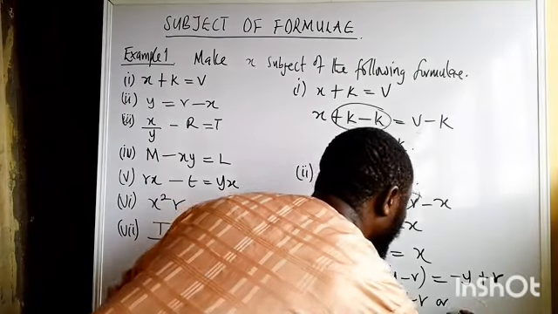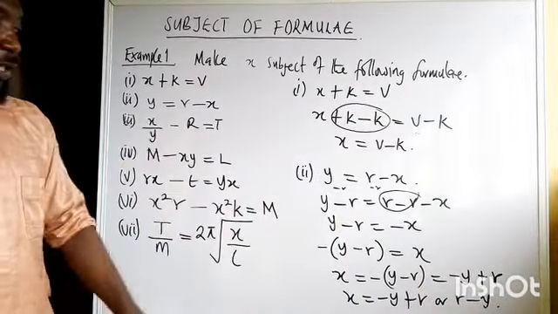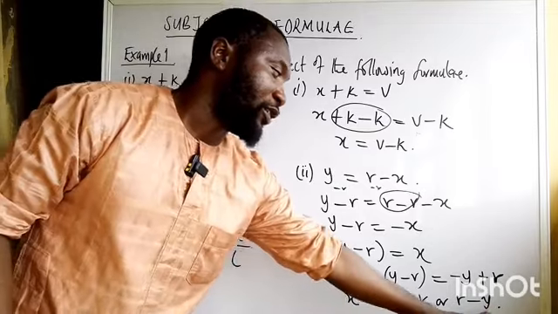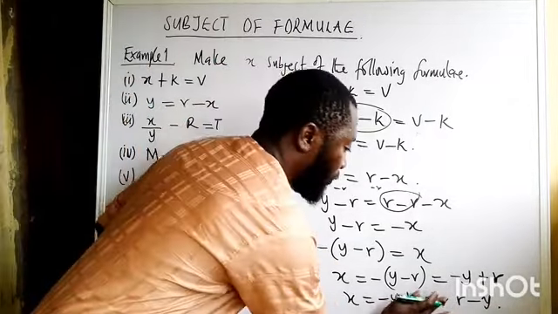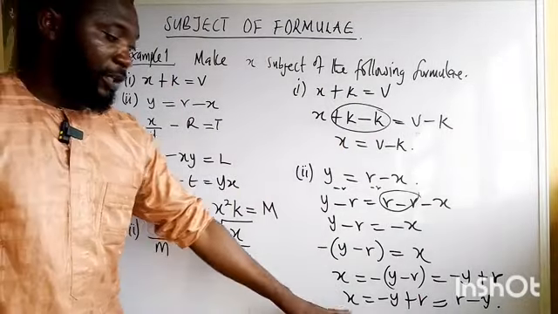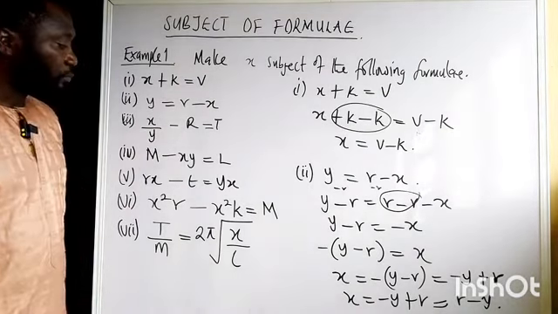Or you write it as R minus Y, if you want to rearrange. R is positive, so this is positive R. Y is negative, so this is negative Y. So this is just how to make X subject in the second example. Let's move to the next one.